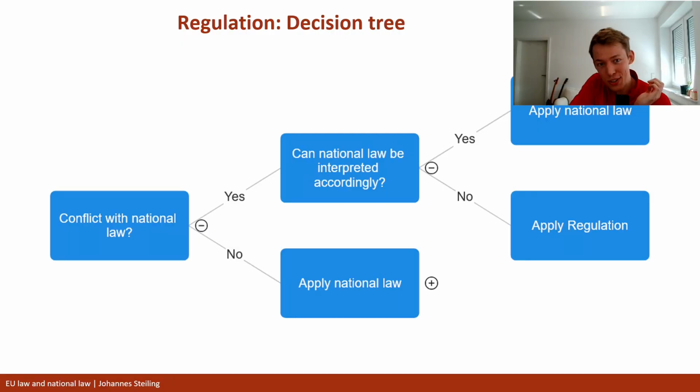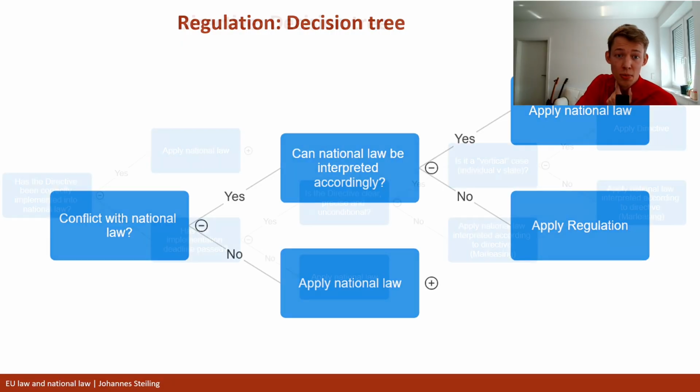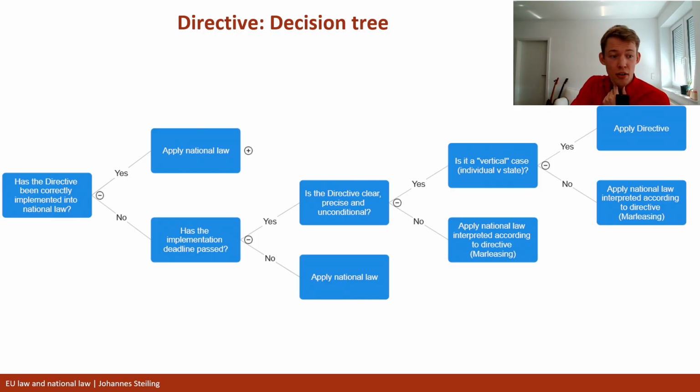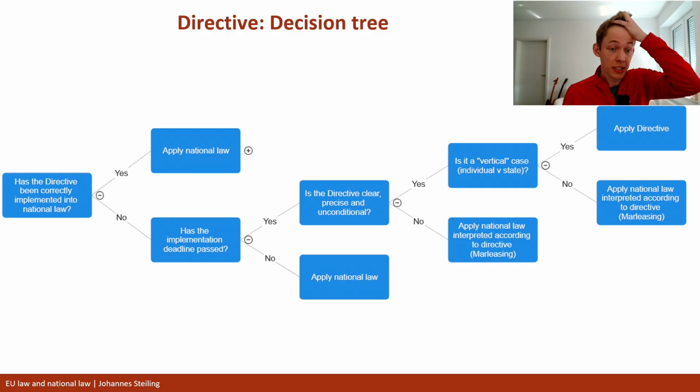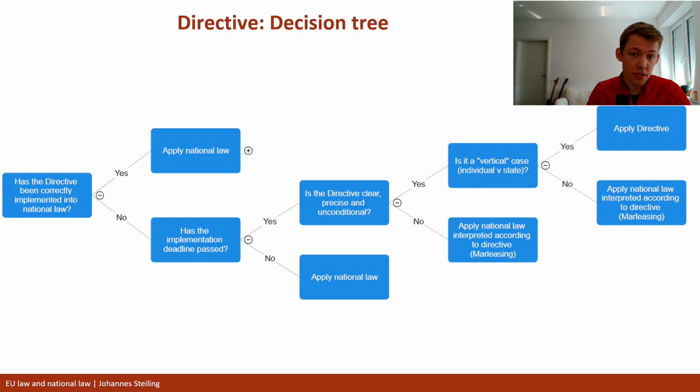The more difficult case is the directive. So the directive is a lot more complicated. If we look at the directive, well, first of all, again, we need obviously scope of EU law. So this is not an issue if we have a directive. Then again, we need a conflict with national law. This is a step I skipped here because otherwise the slide is a bit like too much. But we need scope of EU law. We need a conflict with national law.